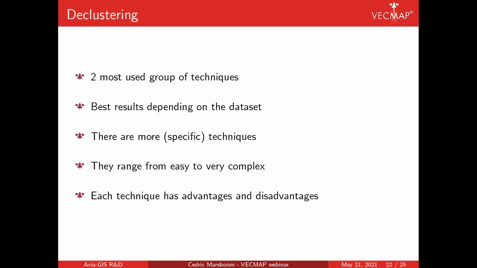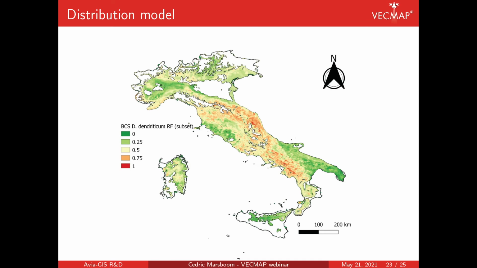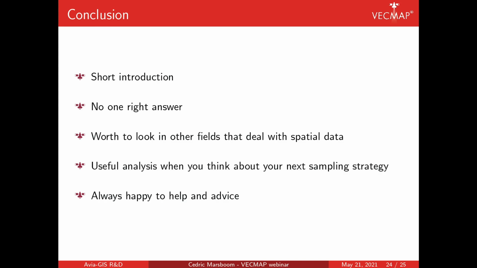Just as a quick output, if you then create a subset, you can create a much better model which retains your nuance and is not black and white. This is just a quick test with a couple of quick and dirty techniques, but as I said, you can go quite complex with it. So just to conclude, it's a short introduction to what you can do, but there's no right answer.